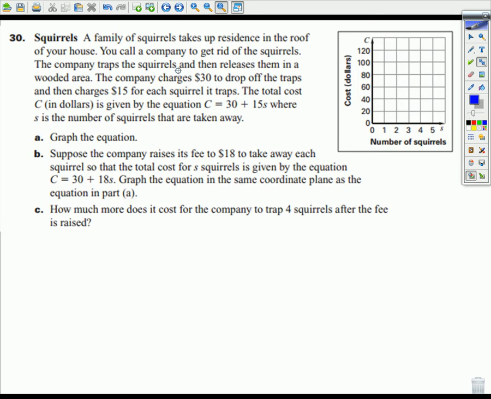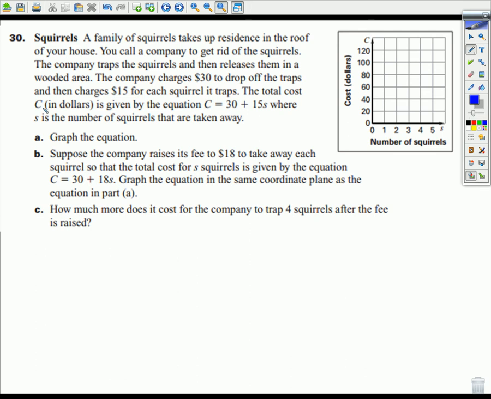Okay, the next problem is fun, fun, fun. Talking about squirrels, pesky squirrels. A family of squirrels takes up residence in the roof of your house. You call a company to get rid of the squirrels. The company traps the squirrels and then releases them in a wooded area. The company charges $30 to drop off the traps and then $15 for every squirrel that it traps because it has to get rid of the squirrels.